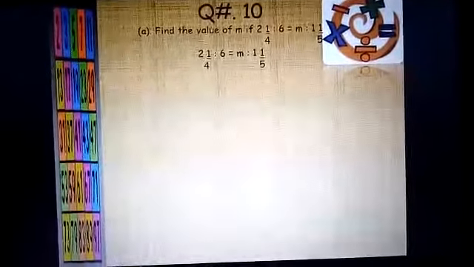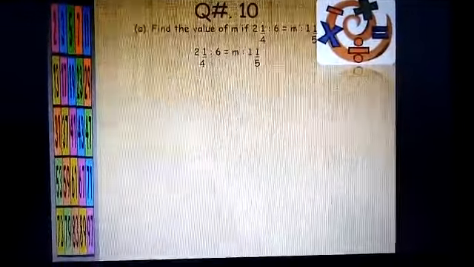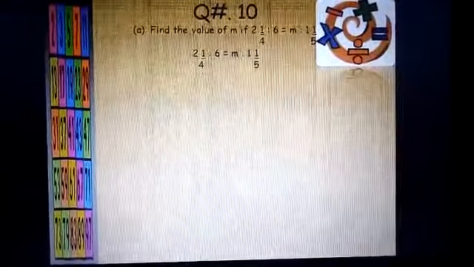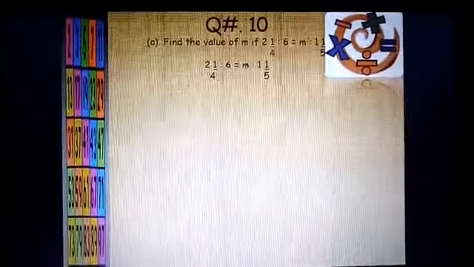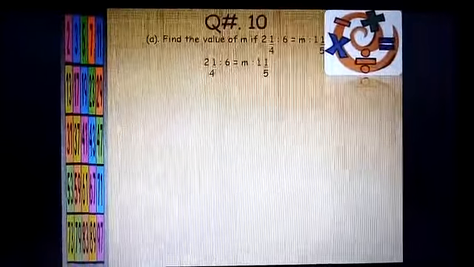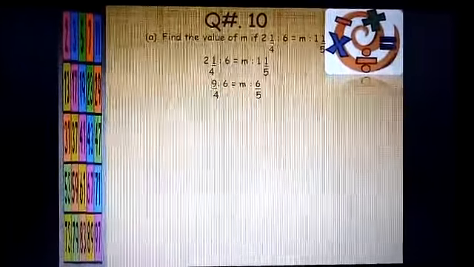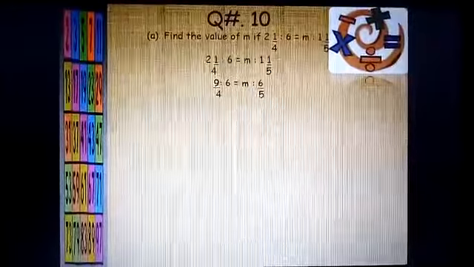We have different ratios and we have to find the unknown value, that is m. Now 2 1/4 ratio 6 is equal to m ratio 1 1/5. First of all we will solve the mixed numbers. We convert them into simple fractions. 4 into 2 is 8, plus 1 is 9 by 4, and 5 into 1 is 5, plus 1 is 6 by 5. These are the values: 9 by 4 ratio 6 is equal to m ratio 6 by 5.